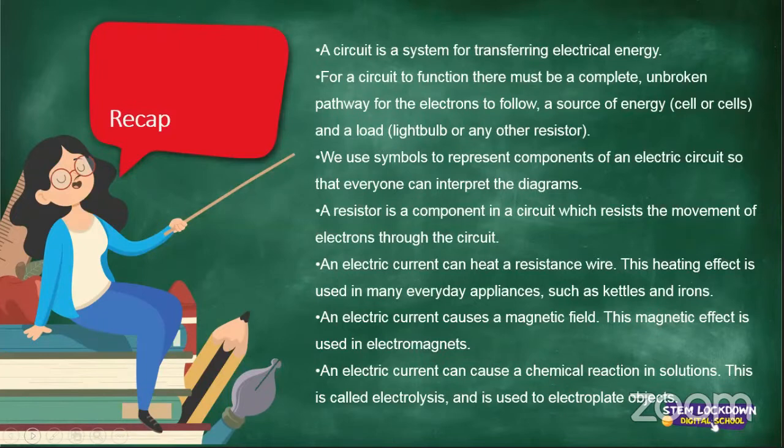We use symbols to represent components of an electric circuit so that everyone can interpret the diagrams, and these are universal symbols across the world. A resistor is a component of a circuit which resists the movement of the electrons through it. An electric circuit can heat a resistance wire. This heating effect is used in many everyday appliances, such as kettles and irons. An electric current causes a magnetic field around the wires, and this magnetic effect is used in electromagnets.